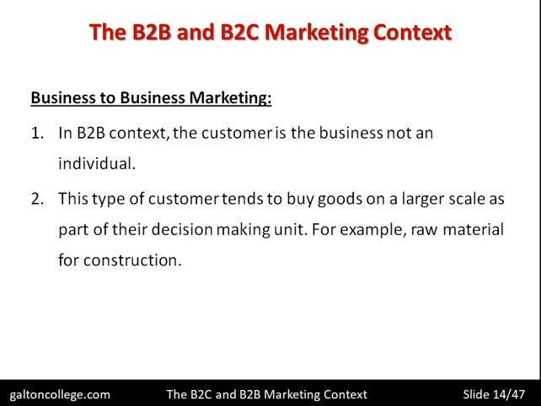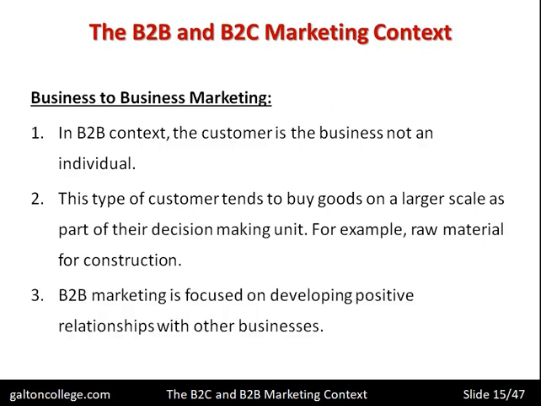For example, raw materials for construction. So typically the orders here are much bigger than would be the case if it was going to a customer, an individual. Individuals only buy what they need, whereas businesses buy what they need, but normally that is on a much greater scale. So the orders in a business-to-business context tend to be much bigger than in a B2C context.